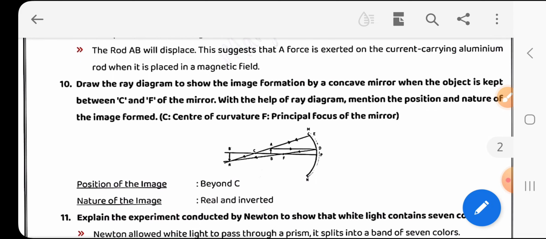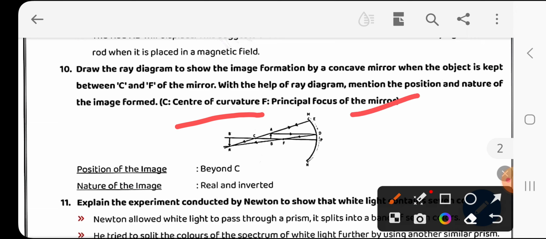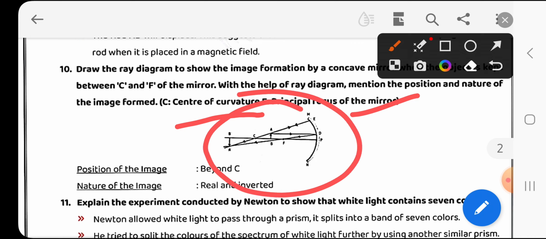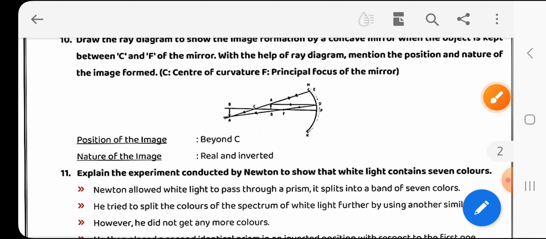So next question. Draw the ray diagram to show image formation by a concave mirror when the object is kept between C and F of the mirror. With the help of the ray diagram, mention the position and nature of the image formed. So here the given values are center of curvature and principal focus of the mirror. So students, here you are knowing this ray diagram. You should draw this simple ray diagram. Position of the image is beyond C. Nature of the image is real and inverted.